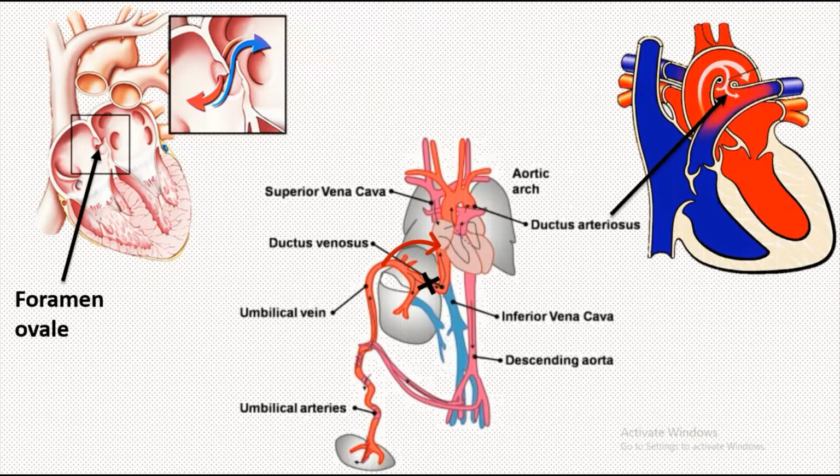So this is a diagram showing the foramen ovale, which is present in the fetus, not in adults, and the ductus arteriosus, which is a vessel that connects the pulmonary artery and our aorta. As you can see, the ductus venosus, the descending aorta and inferior vena cava, etc. Now let's learn about the fetal circulation.